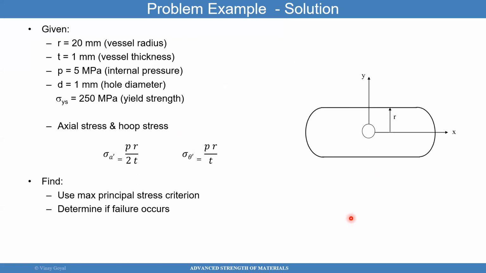So if I know that the far field stress, the hoop stress in the y direction, is PR over T, and in the x direction I have PR over 2T, we know this hole is going to introduce an additional stress state. And that stress state is coming from the stress concentration of that hole itself.